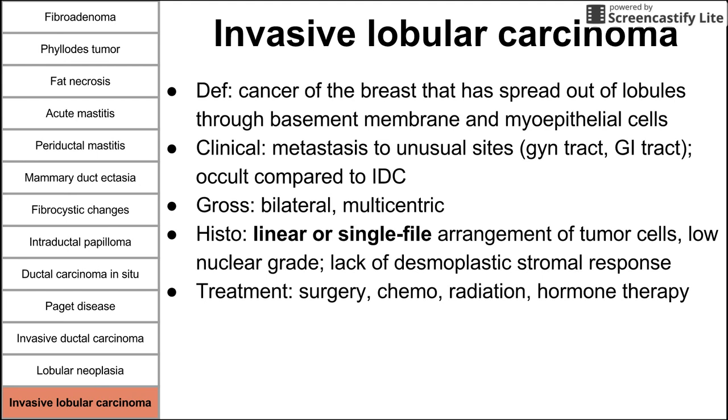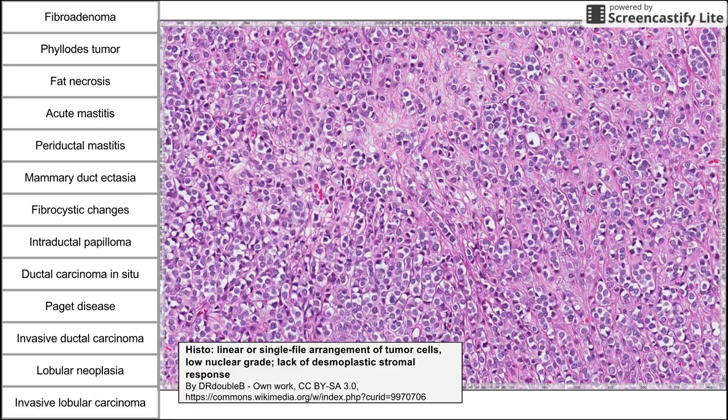Treatment here is, again, everything you can throw at it: surgery, chemo, radiation, and hormone therapy based on the receptors that the carcinoma has. If it has estrogen receptors, you might use an estrogen inhibitor. If it has progesterone receptors, use a progesterone inhibitor. HER2 is another receptor that's important to look at to see what kind of therapy can be used to help prevent the spread of this cancer.